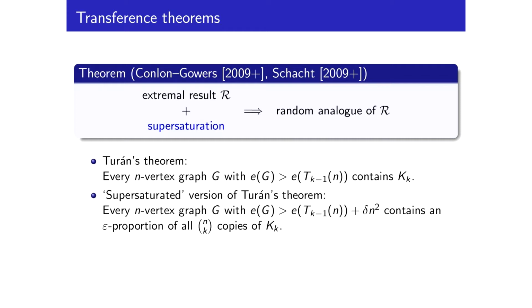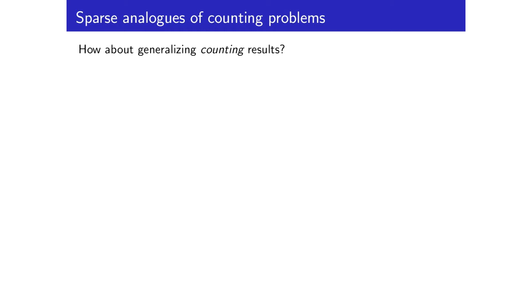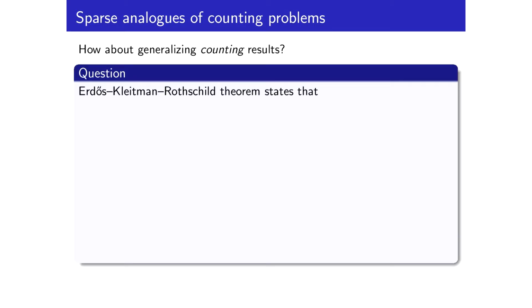So here the extremal result is Turán's theorem, so that if the number of edges is more than the extremal number, then there is a K_k. And the Erdős-Simonovits stability version of Turán's theorem is that if you add some delta extra edges, then you suddenly create epsilon-many copies of K_k. And then these two statements are enough to obtain the random analogue. So what we were interested in was counting versions.